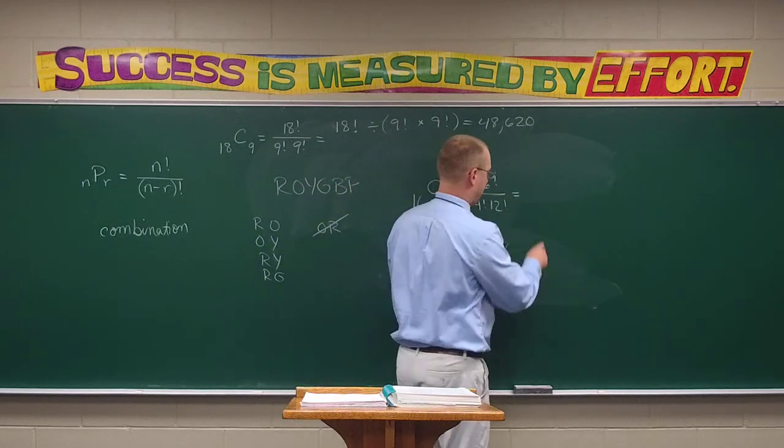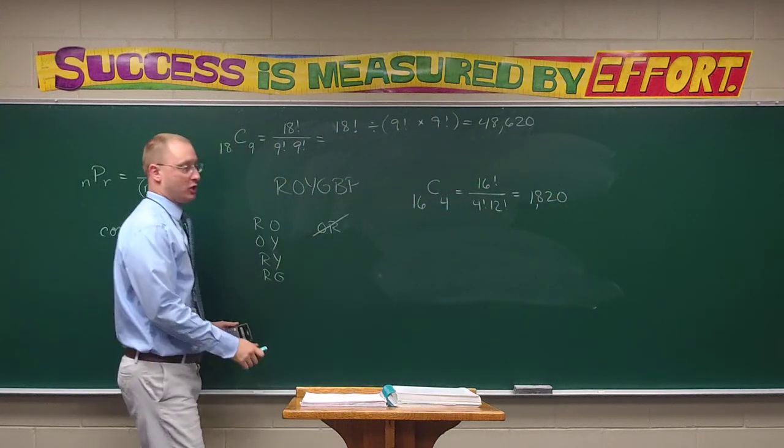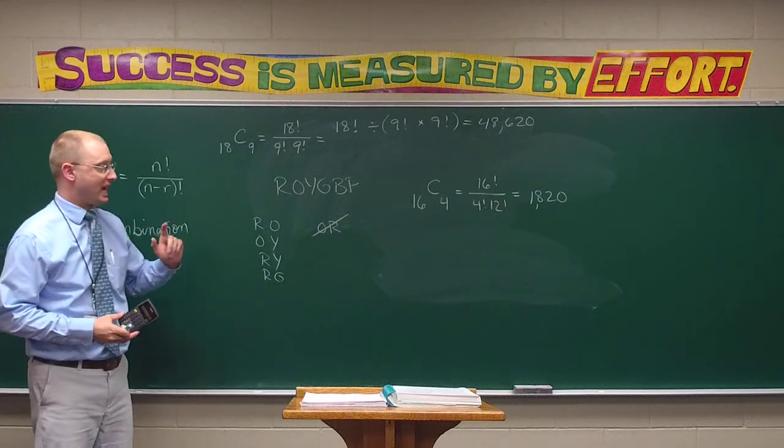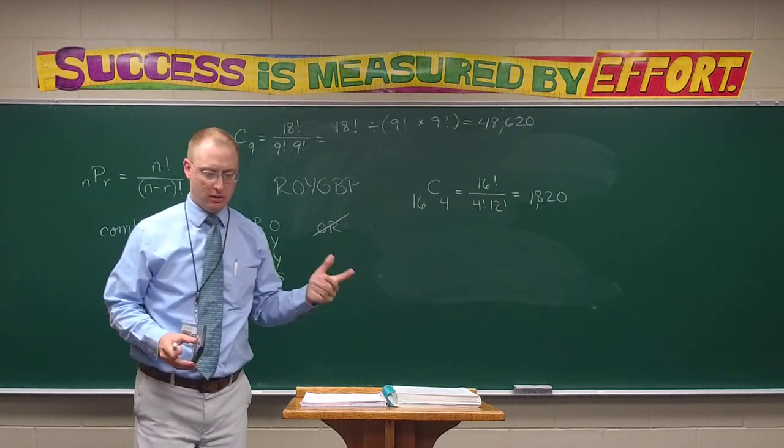Audrey? 1,820. Yeah, there's 1,820 different groups of runners that could go. You're unlikely to pick those 4 exactly. How many had that answer? All right, feel like we understand how to use this?